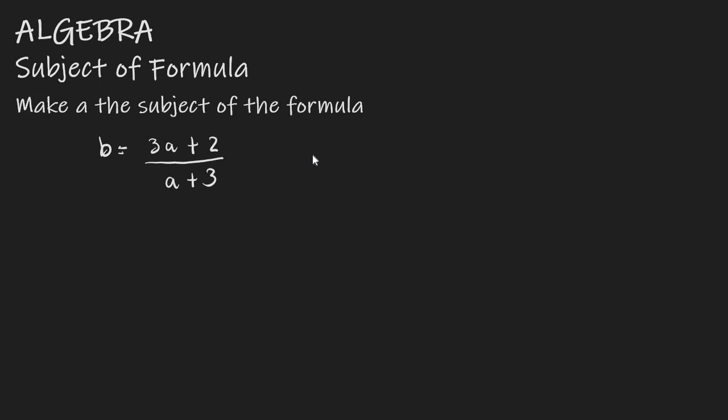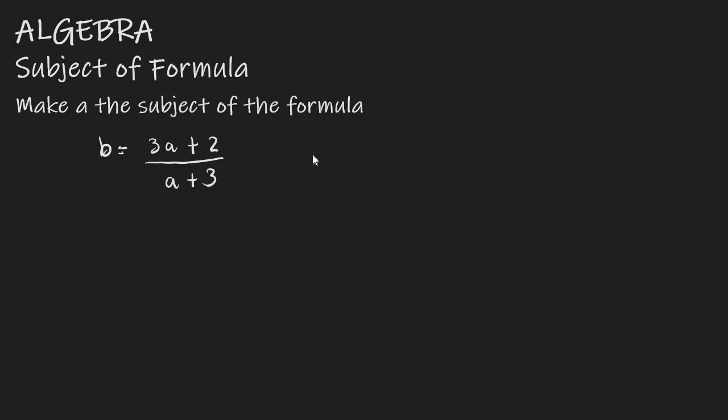In this example, we will make a the subject of the formula. b is equal to 3a plus 2 divided by a plus 3. I want a to be my subject of formula. In order for me to make a the subject of formula, I need to get all my a terms to one side of the equation. My preference is the left side. Currently, I have two a terms, 3a and a, and both of them are on the right.